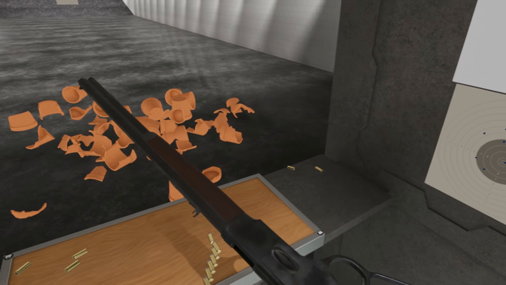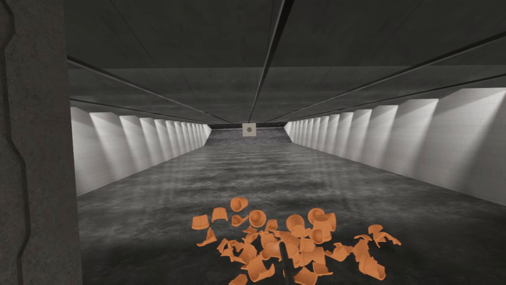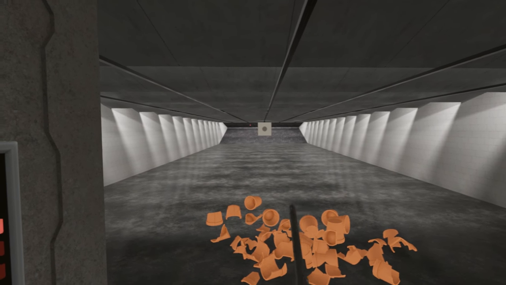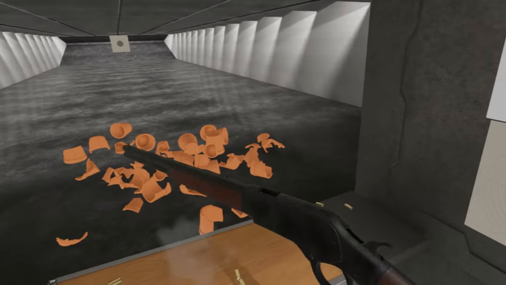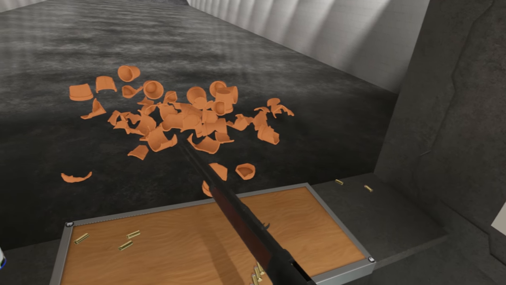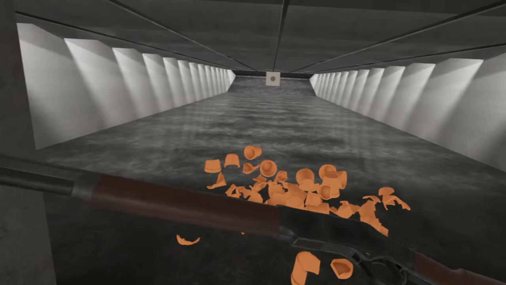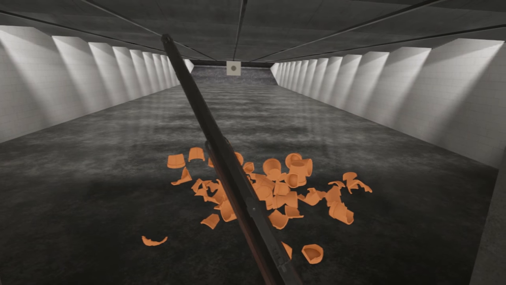But I hope you enjoyed this short little video on the Winchester 1873 lever action and its variants, although we didn't take a particular look at them because they're all essentially the same, except for length.